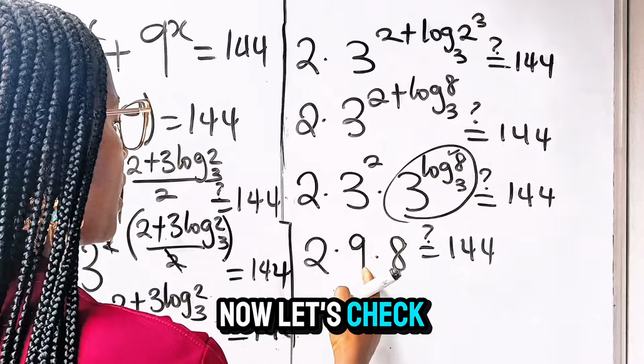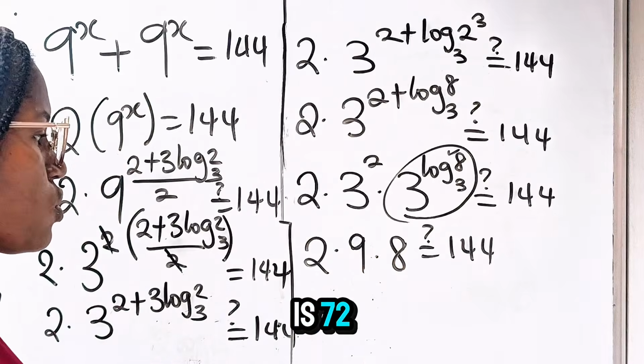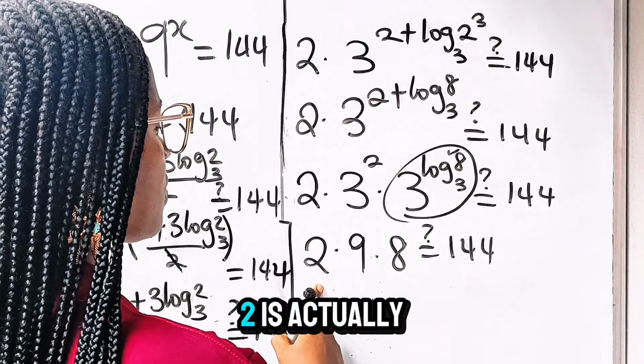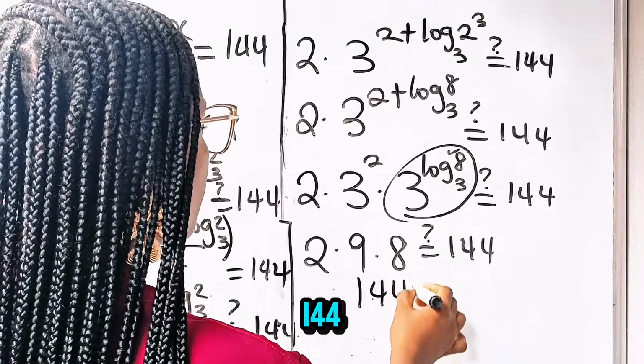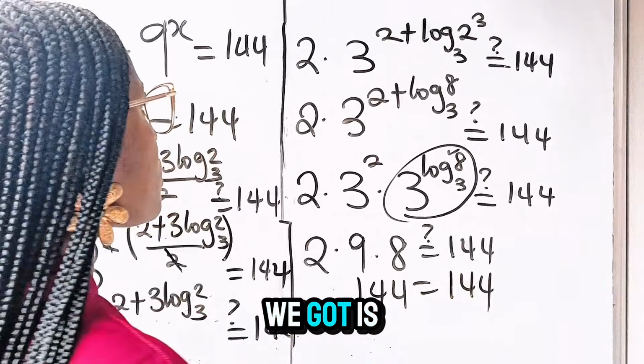So we have 2 times 9 times 8 is equal to 144. Now let's check. 9 times 8 is 72, and 72 times 2 is actually 144. And that proves that the answer we got is correct.